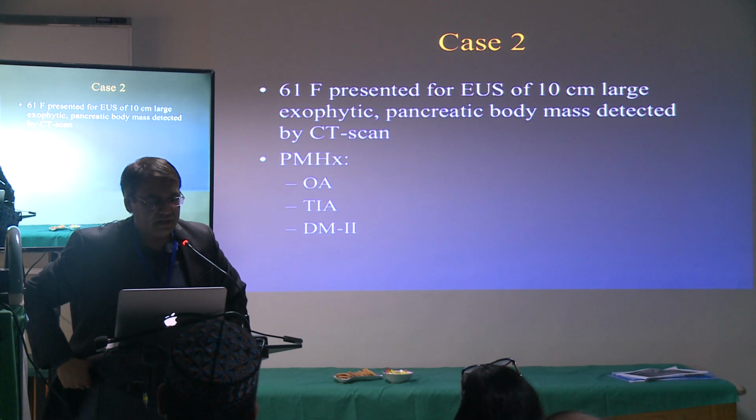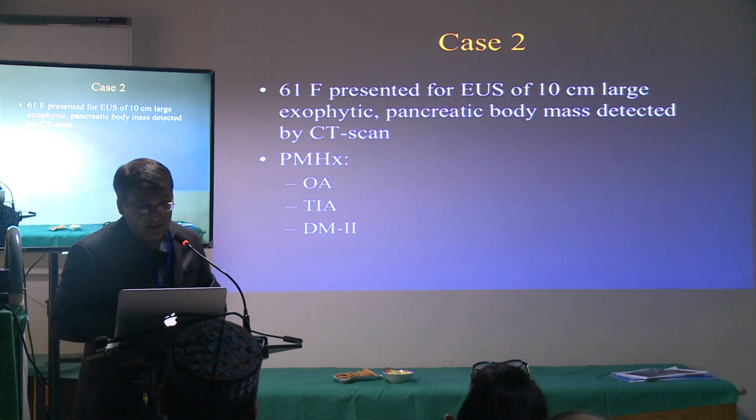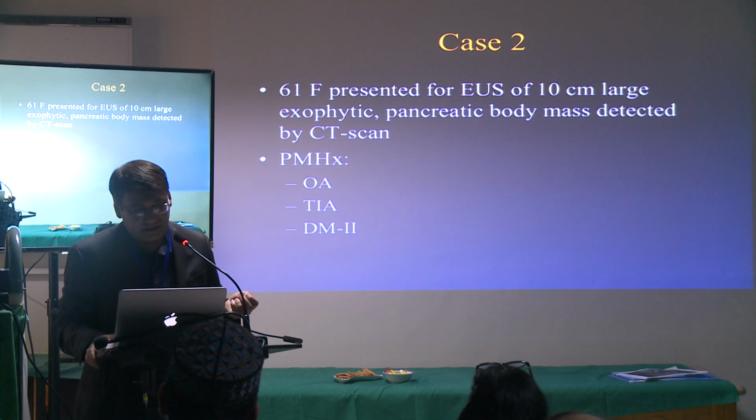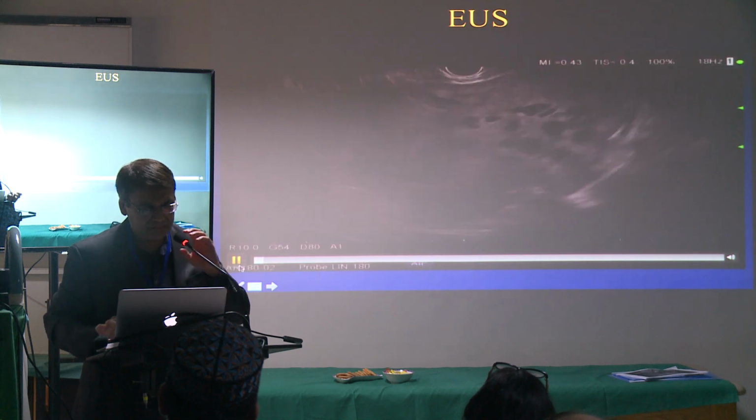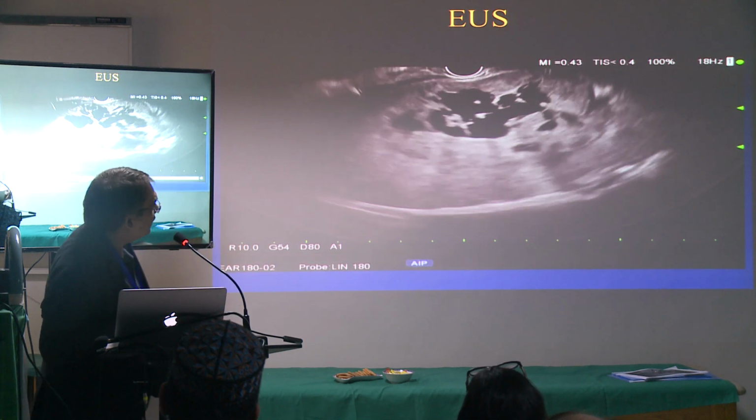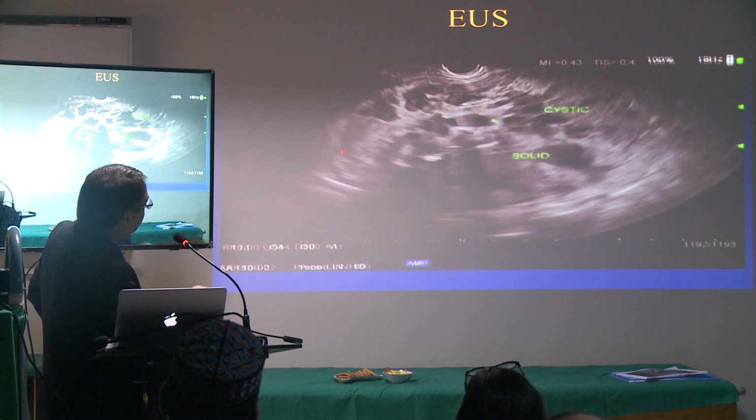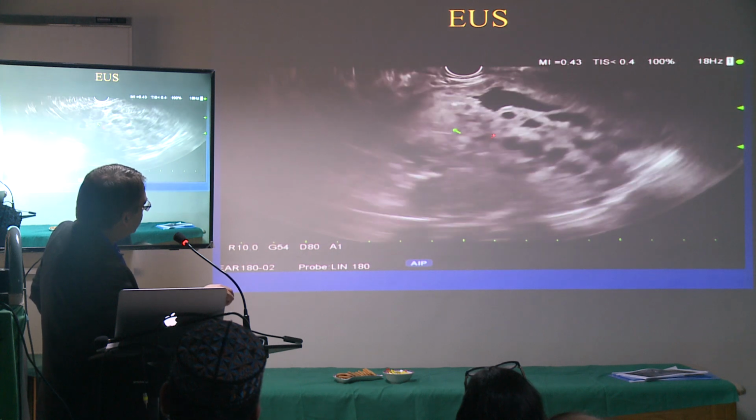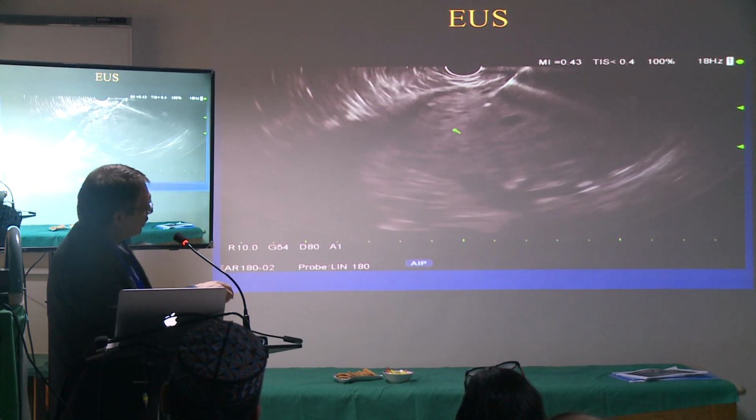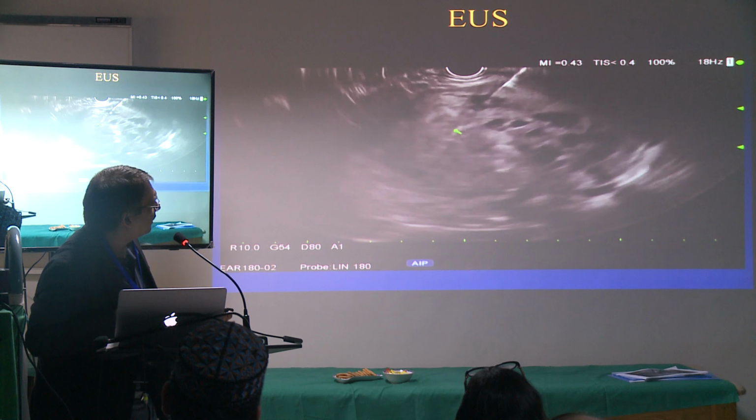61 years old, presented for EUS of a 10 centimeter large pancreatic body mass by CT scan. If you look at the past medical history, nothing major: diabetes, TIA, osteoarthritis. And this is the EUS. Do you see that large mass there? This whole area is the mass. A lot of cystic changes there. There are some hyperechogenic areas, but you see the solid component to that.